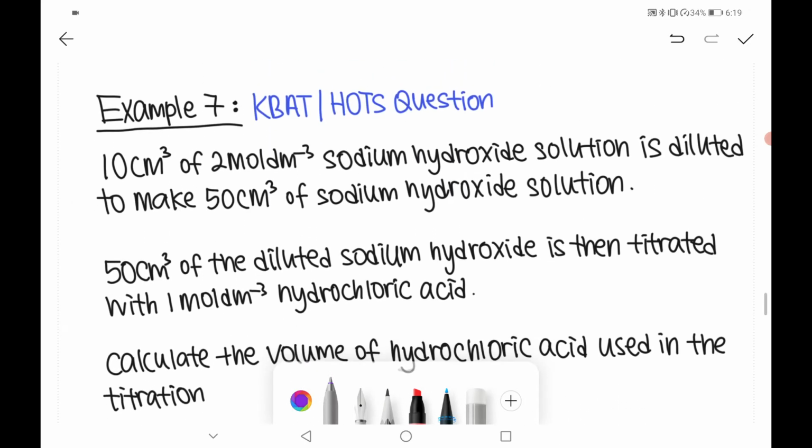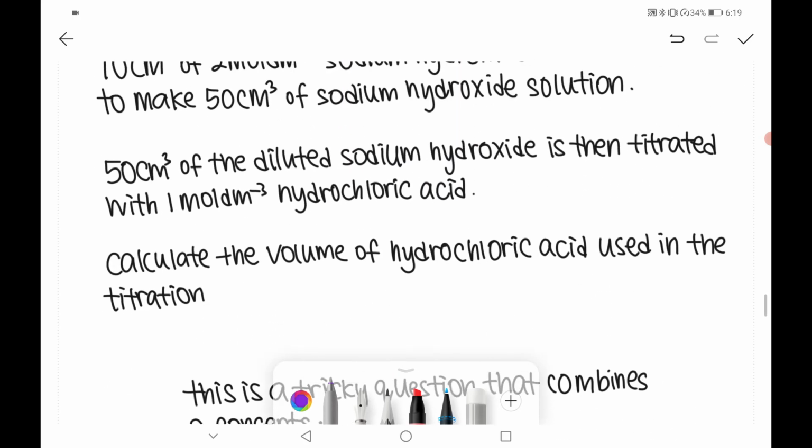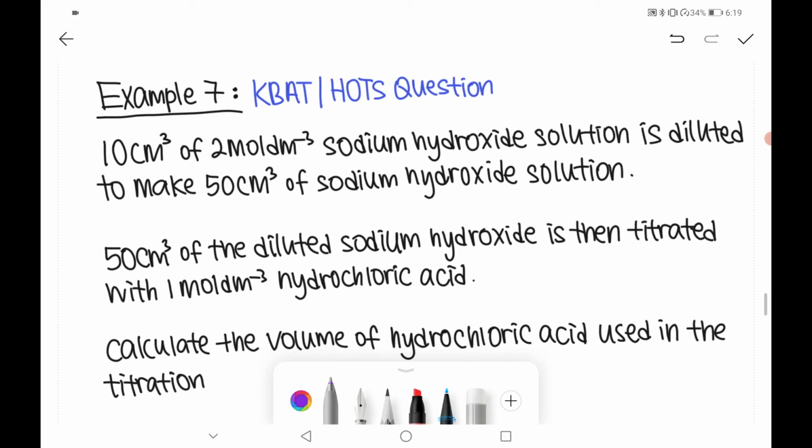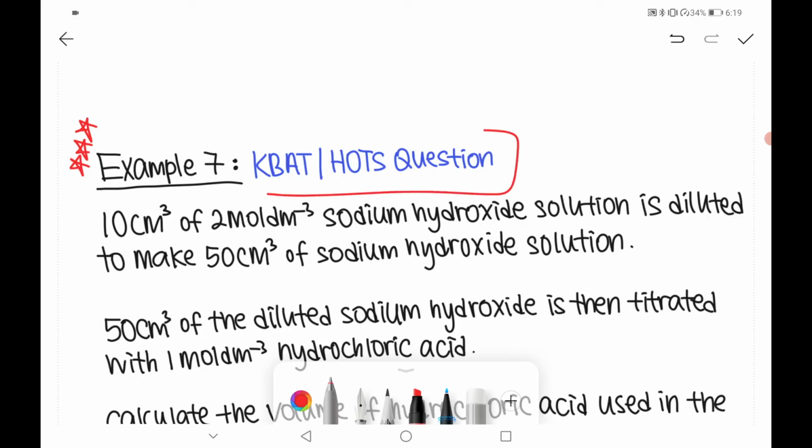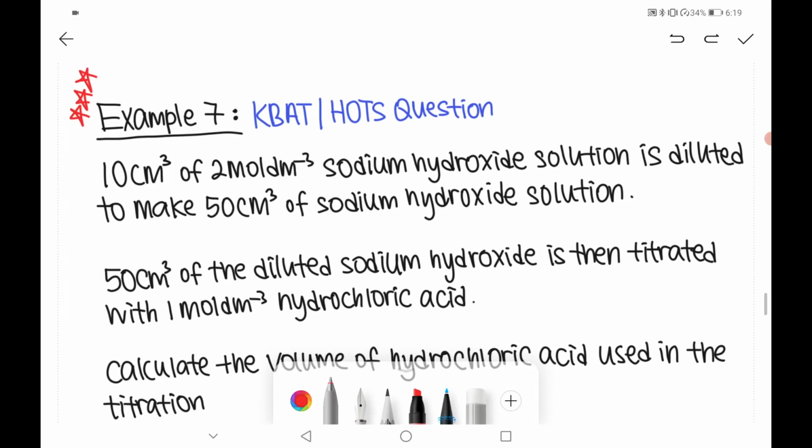So this is another K-bar question. This question actually combines everything that we learned previously. Yeah, this is a very good, very challenging question. Okay, that's why I call it a K-bar question. So what is it?